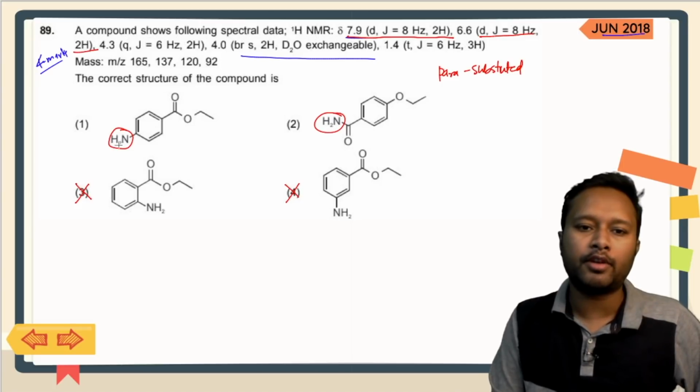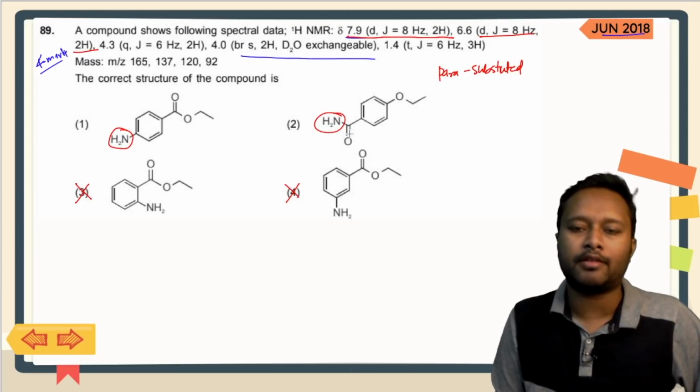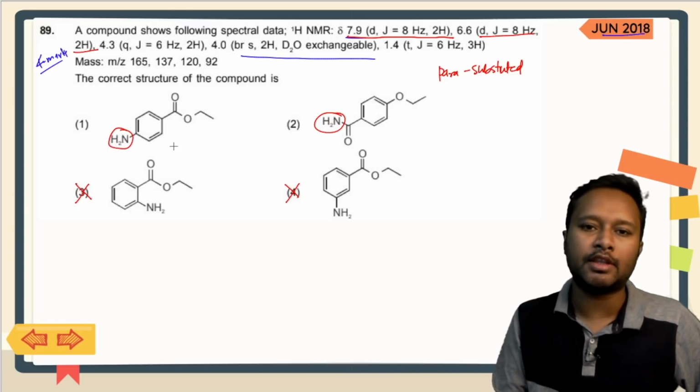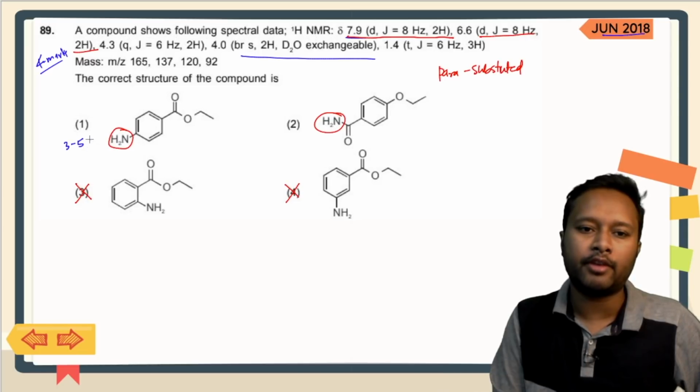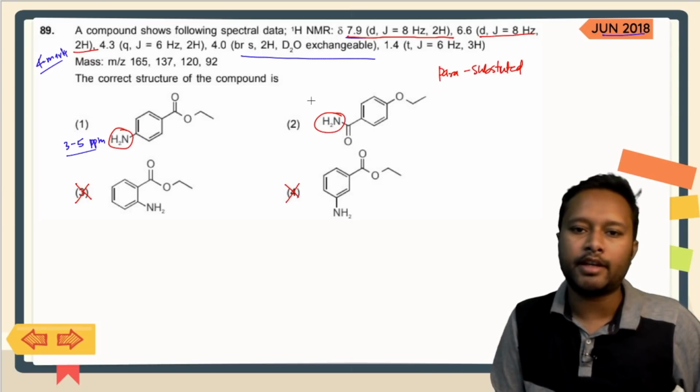Now if you look at this, these are actually two different functional groups. Here it is aromatic NH2, and here the NH2 is not an amine group, it's a functional group called an amide. Okay, so this is amide, this is amine. If you look at the chemical shift table, this has a chemical shift range from 3 to 5 ppm, whereas this has a range of 5 to 9 ppm.